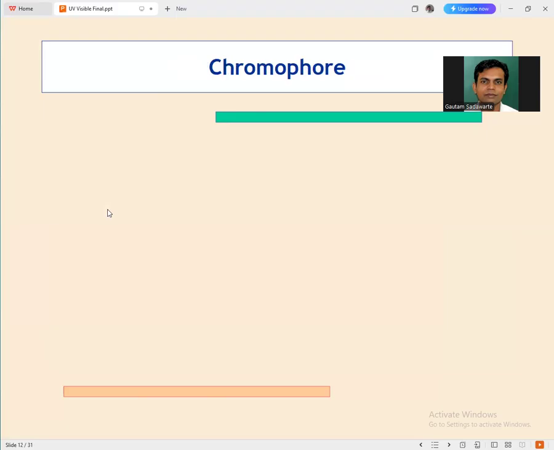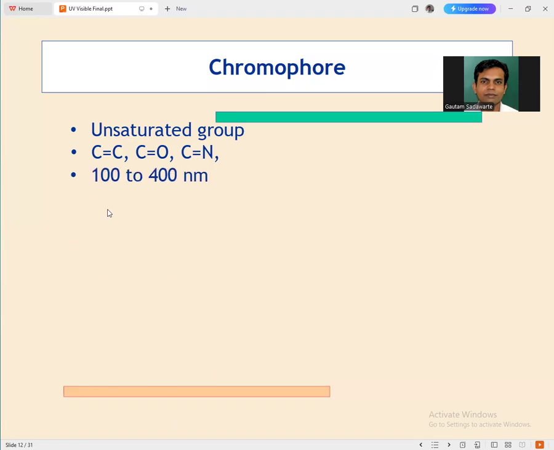Now the next terminology in UV visible spectroscopy is the chromophore. So what is a chromophore? A chromophore is an unsaturated group. It contains a carbon-carbon double bond, carbon-oxygen double bond, carbon-nitrogen double bond, or carbon-nitrogen triple bond also. So these are unsaturated, and they are called chromophores. It is in between 100 to 400 nanometers.